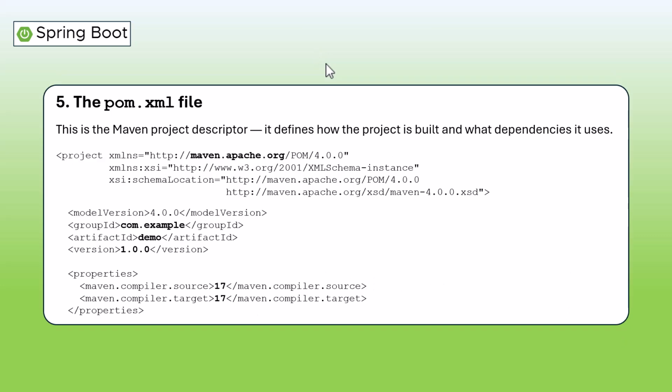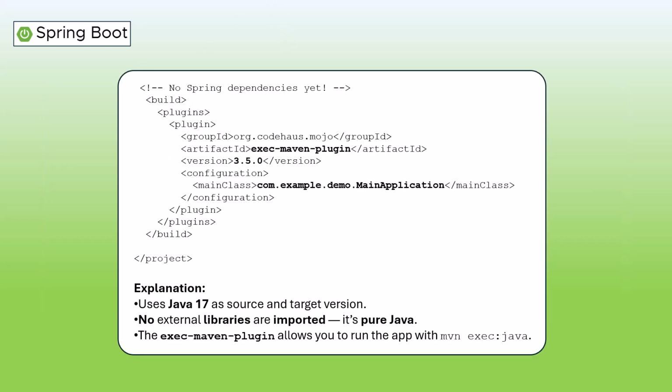Five, the pom.xml file. Now, let's look at the Maven configuration file. Maven is the tool that manages how our Java project is built and what libraries it depends on. In this case, the configuration is minimal. It simply defines the project name, version, and the fact that it uses Java 17. There are no dependencies yet, which means it's a pure Java project.